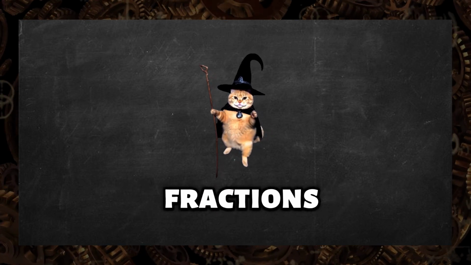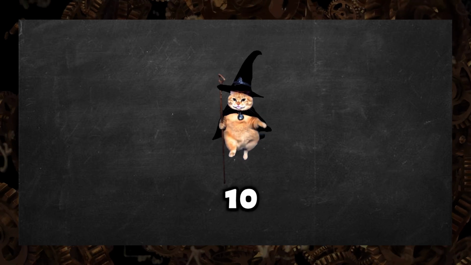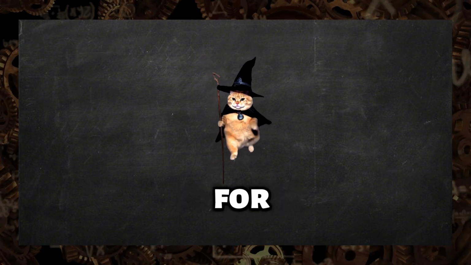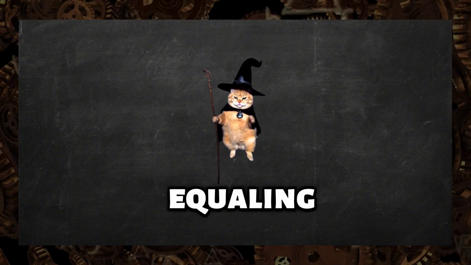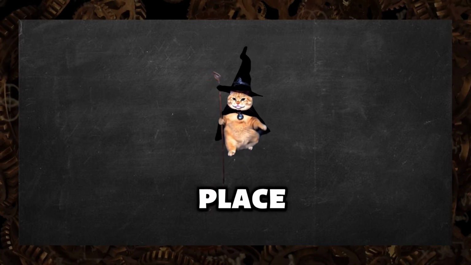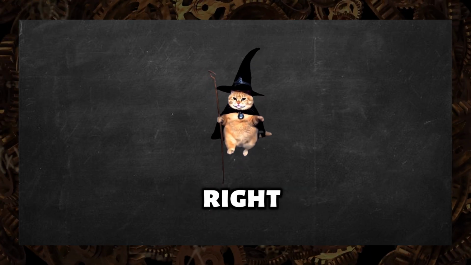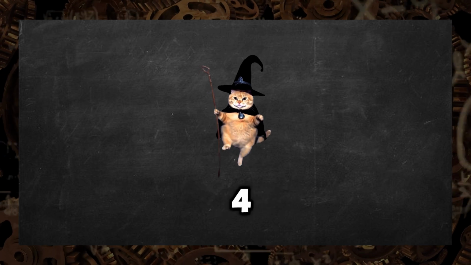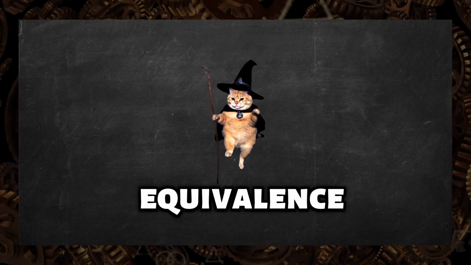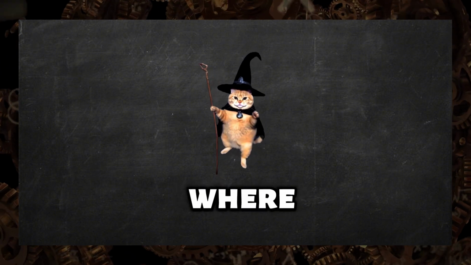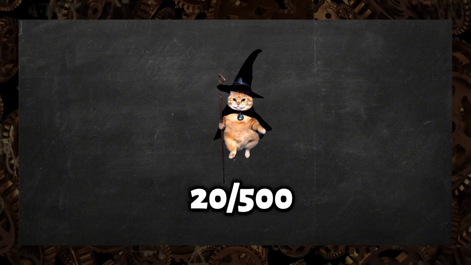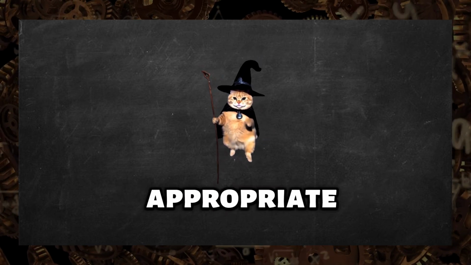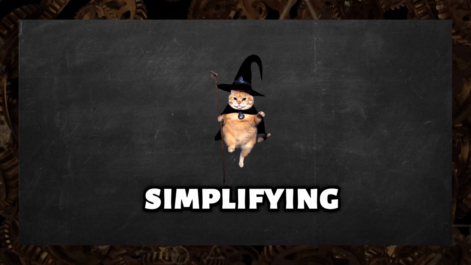Decimals transition from fractions by expressing parts in powers of 10, with a point separating whole numbers from tenths, hundredths, and beyond. For example, 0.5 equaling 5/10 or 1/2. Place values decrease by factors of 10 to the right of the decimal point. So in 2.34, 3 is 3/10 and 4 is 4/100. Equivalence with fractions is direct, where 0.25 equals 25/100 or 1/4, converted by writing the decimal as a fraction over the appropriate power of 10 and simplifying.